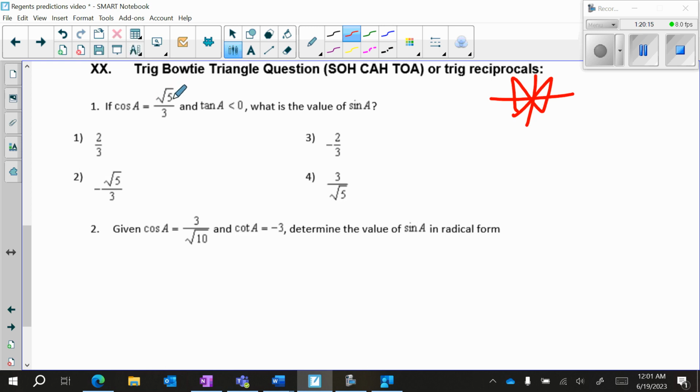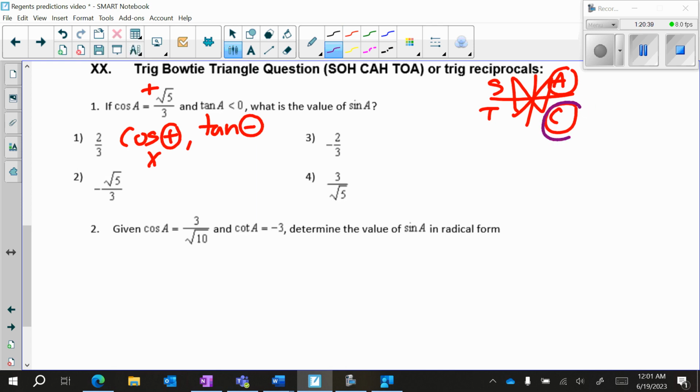So this says cosine is positive. It doesn't say it, but you need to know that this is a positive. So cosine is positive, and tan is less than 0, meaning negative. Cosine is positive, so that means x is positive, and that's in quadrants 1 or 4. And it says tangent is negative, which means we're in quadrant 4. So the first thing you need to know is what quadrant we're in, okay? That's half the battle.